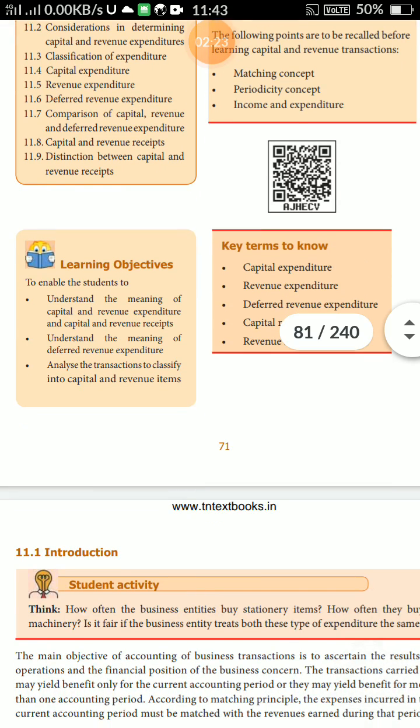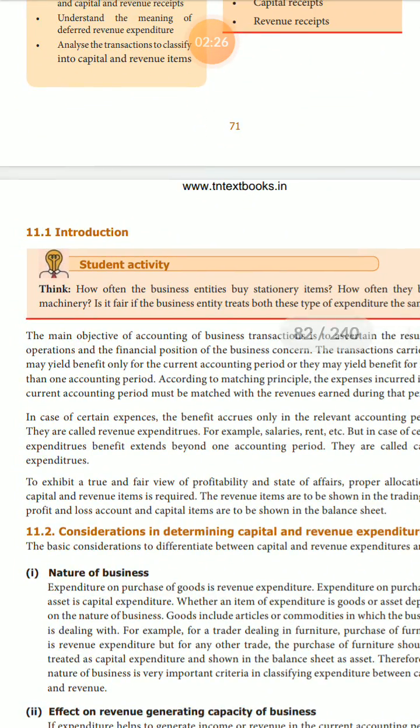The main objective of accounting of business transactions is ascertaining the result of the operations and the financial position of the business concern. A transaction may yield benefit for the current accounting period, or for more than one accounting period. In a current accounting period, we assess how much profit is earned and how much loss is incurred. One accounting period means April 1 to March 31st. How many months? 12 months.